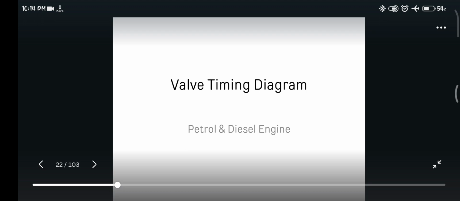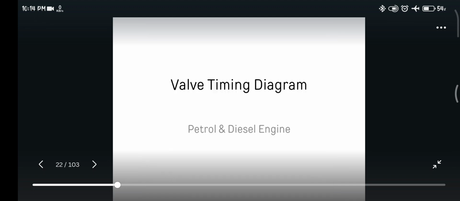Valve timing diagram for petrol and diesel engine we should cover in the next video.